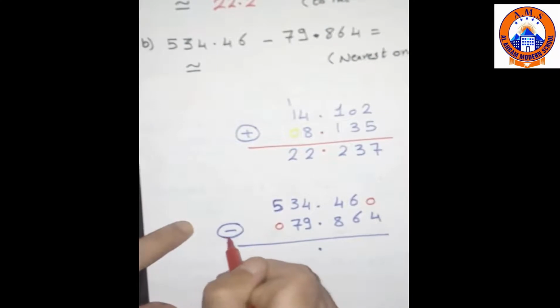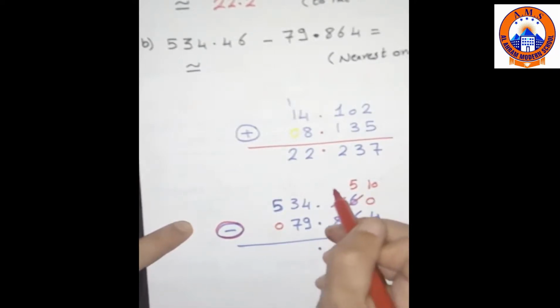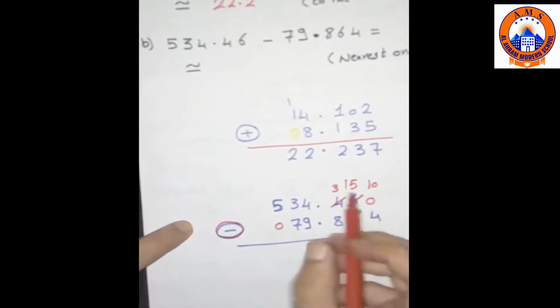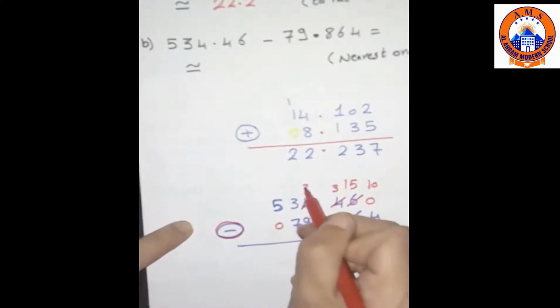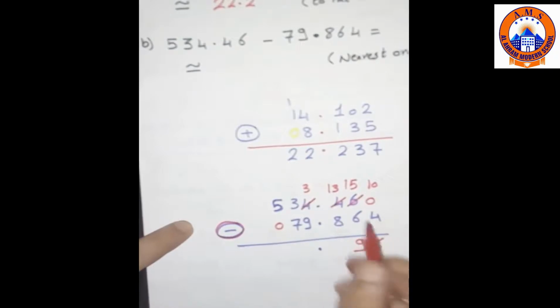Then we are making a subtraction. Let's subtract. 0 minus 4 cannot be. We're going to borrow 1. This will be 5 and this will be 10. 10 minus 4 equals 6. 5 minus 6 can't be. We're going to borrow. This will be 3. This will be 15. 15 minus 6 equals 9. 3 minus 8 can't be. We're going to borrow. This will be 3. This will be 13. 13 minus 8 equals 5.